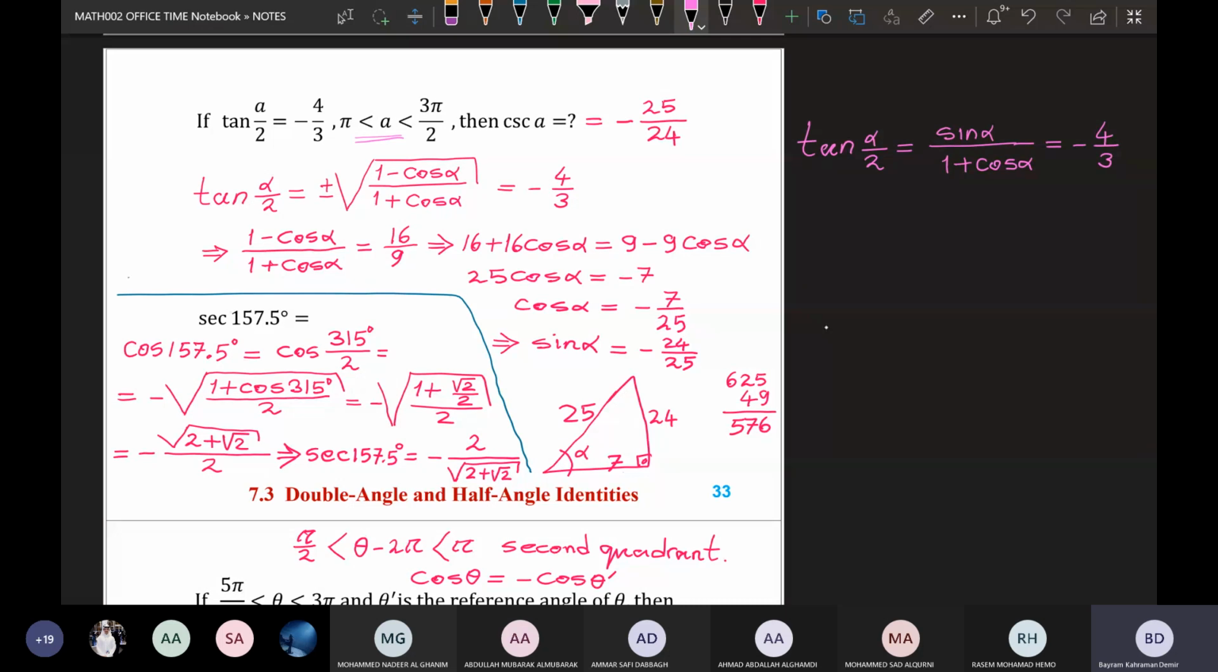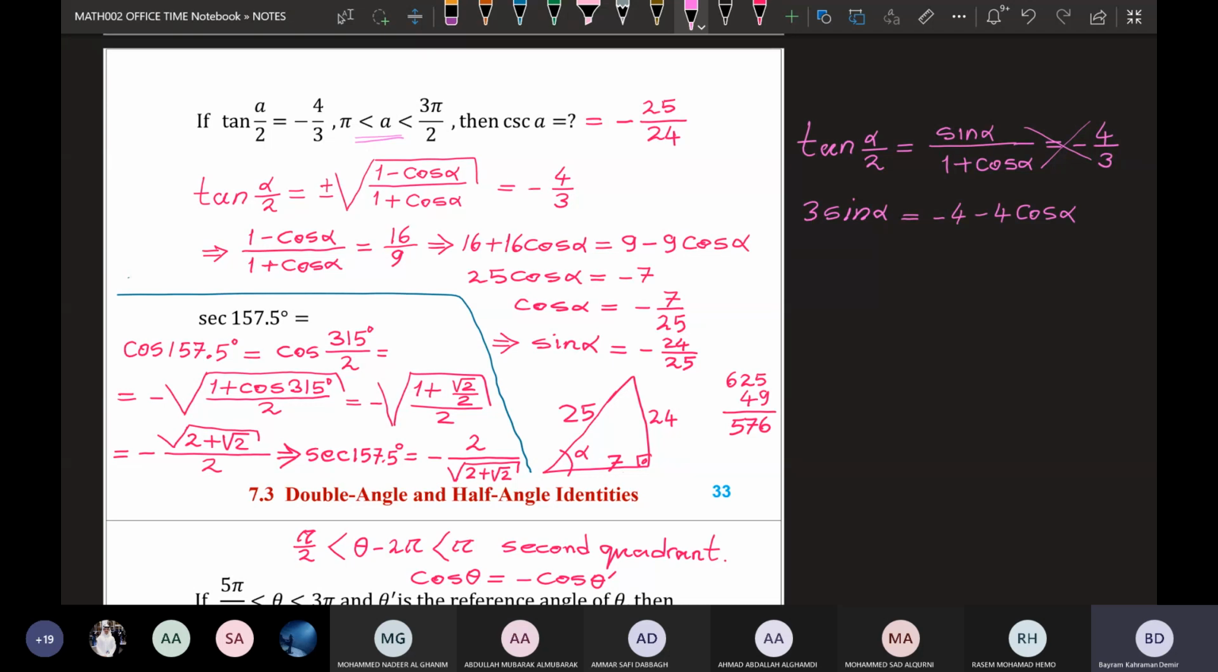Again, if you use this formula, Shabab, sine alpha over 1 plus cosine alpha, you need to use cross multiplication again, just cross multiply. What do you get? Let's say 3 times sine alpha equals negative 4 minus 4 cosine alpha. You see now you have two functions together here.